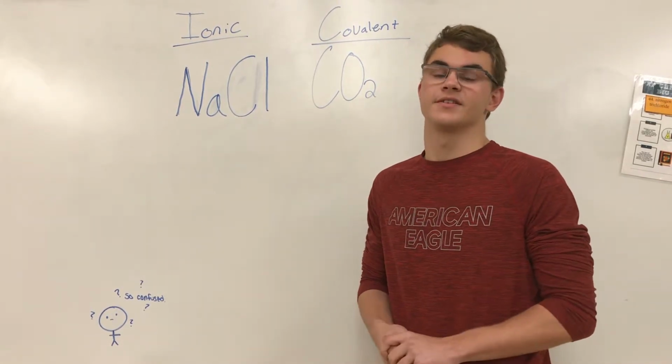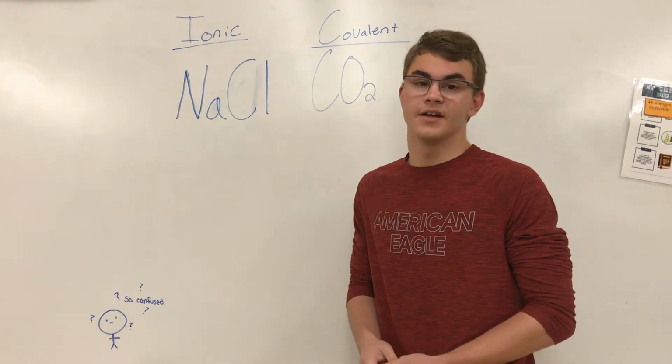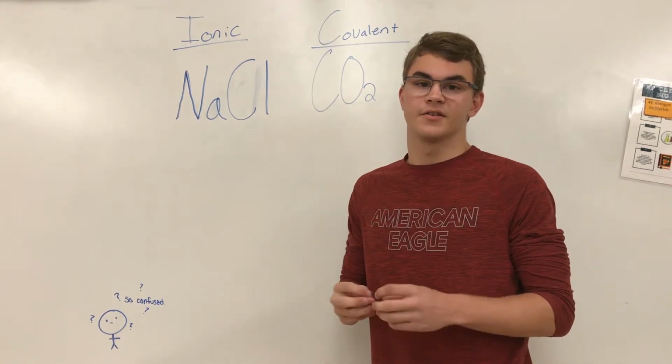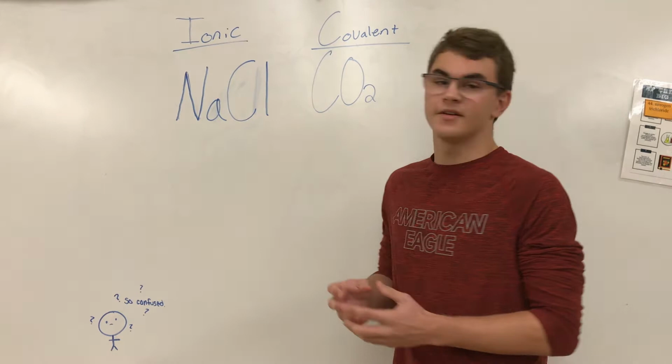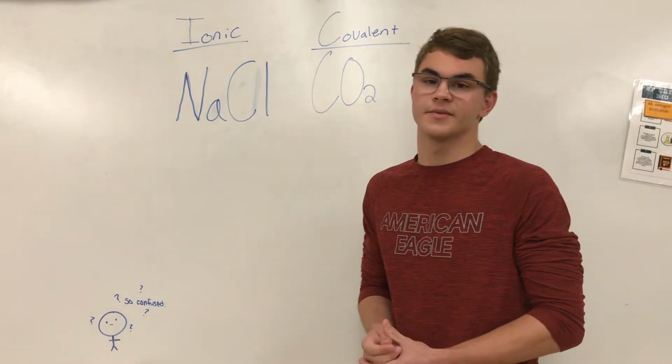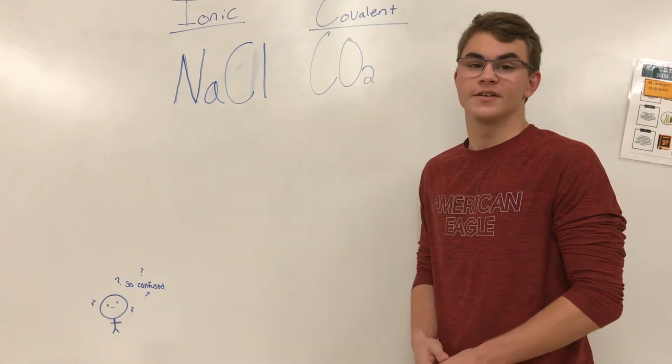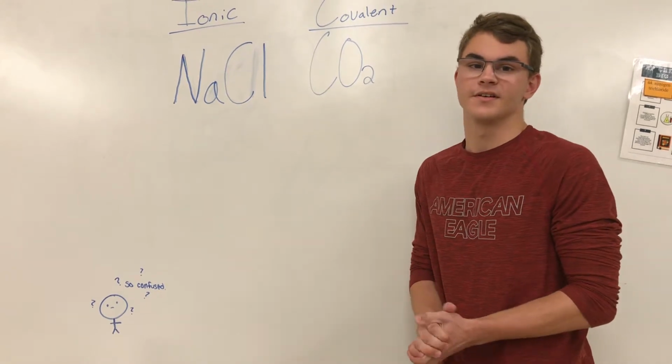However, the major difference is that in ionic bonding, the electrons are unequally shared, so that one element gets more of the charge from that electron than the other. In covalent bonding, the electrons are more equally shared between the 2 elements.